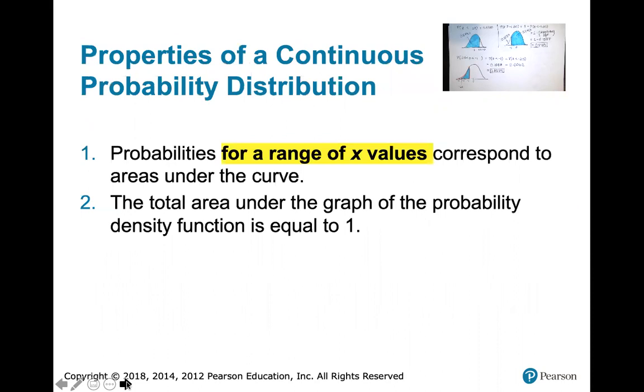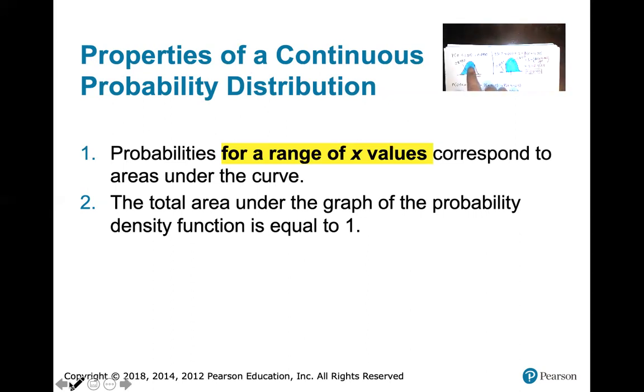Okay, so this is just a reminder of what we were talking about at the very beginning. When you're talking about continuous probability distributions, the probabilities that are associated with a range of X values correspond to areas under the curve. So this probability that Z lies between -2.5 and -1 is this area, and that area happened to be 0.1525. And of course, the total area under the curve is 1.